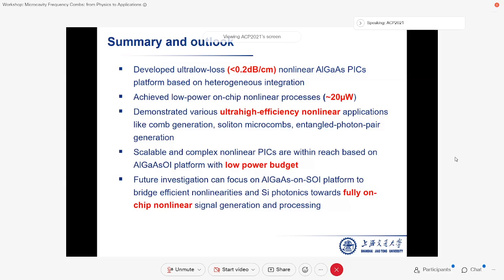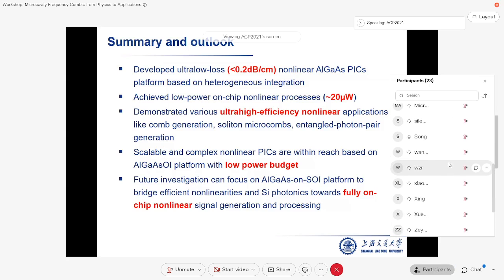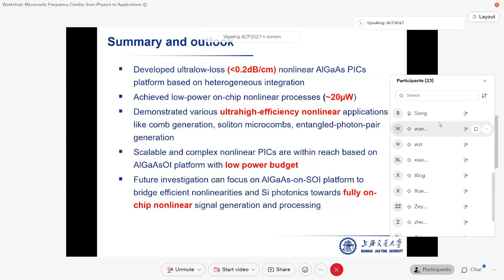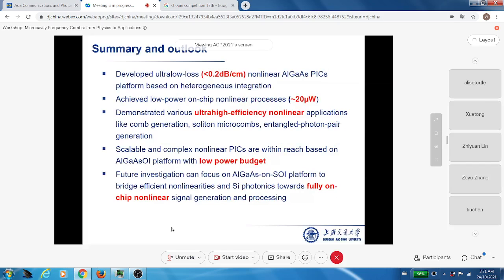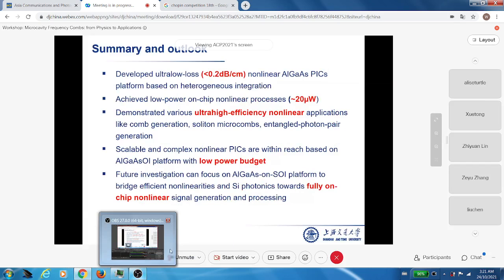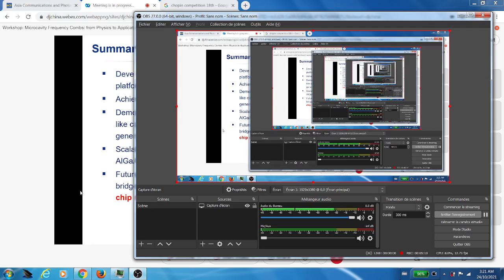We may be interested in integrating with silicon photonics, where we can use the mature silicon photonics components, for example the modulators and detectors, even heterogeneously integrated lasers, together with the nonlinear signal generation engines, for fully chip-scale signal generation and processing. I will talk about this on Wednesday. We have some results on this part.